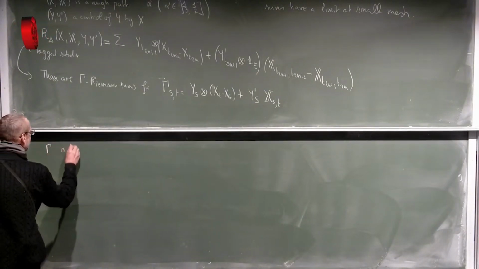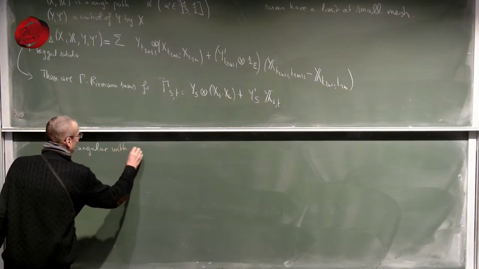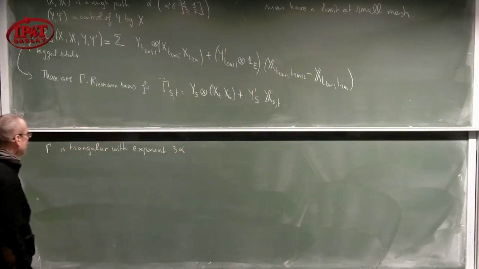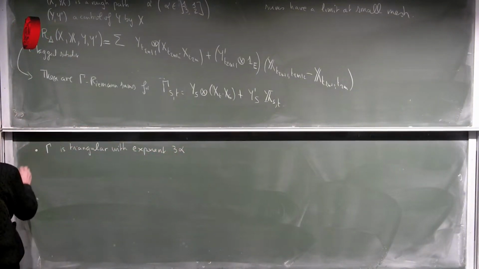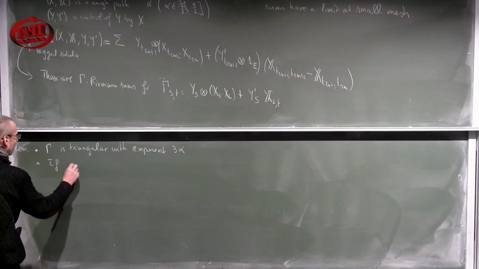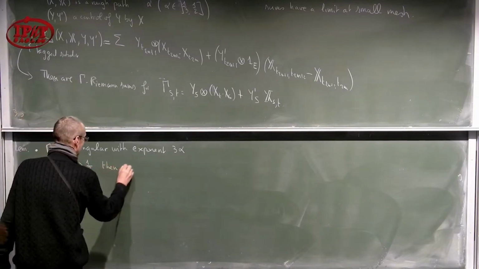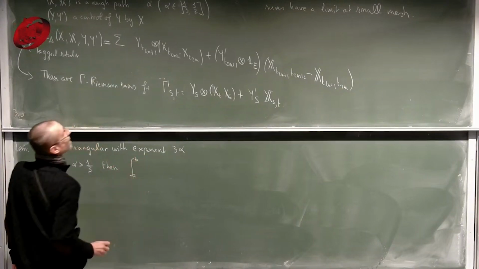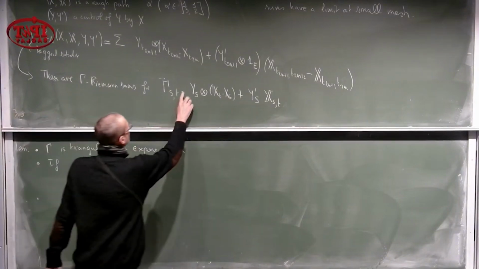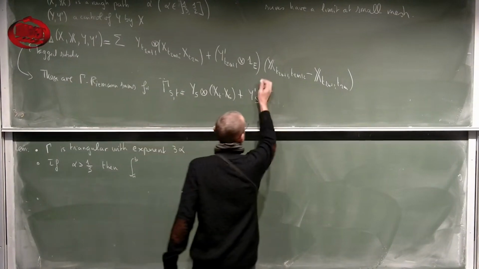Gamma is triangular with exponent 3 alpha. We can view this as a lemma or whatever. If alpha is strictly larger than 1/3, then the integral from a to b exists. Yes? In gamma, one has to use the tensor product, it should be Y'_s tensor identity. Yes, thank you.